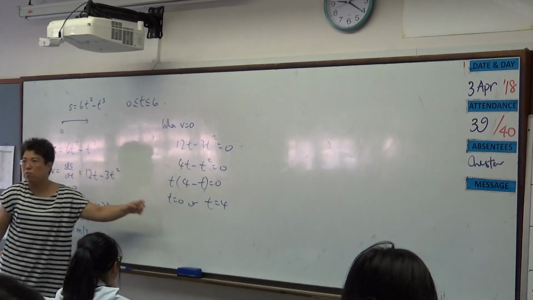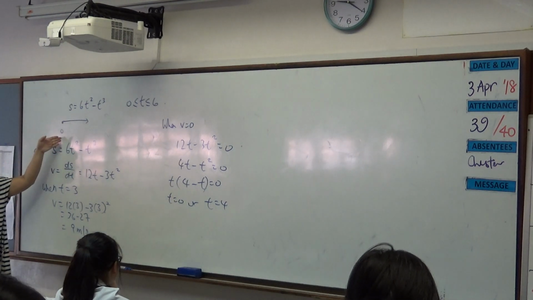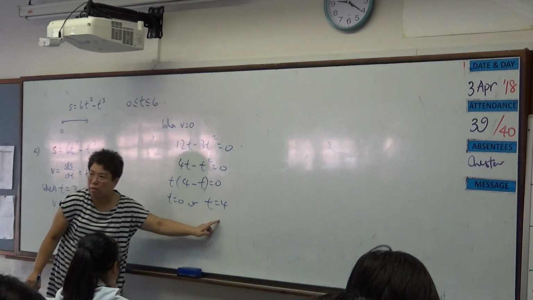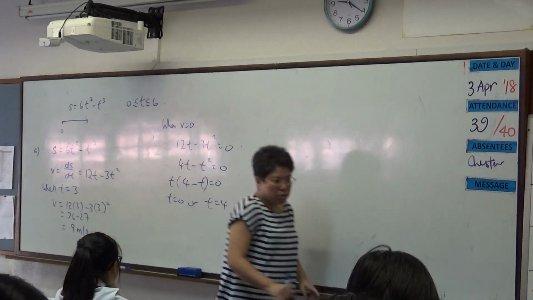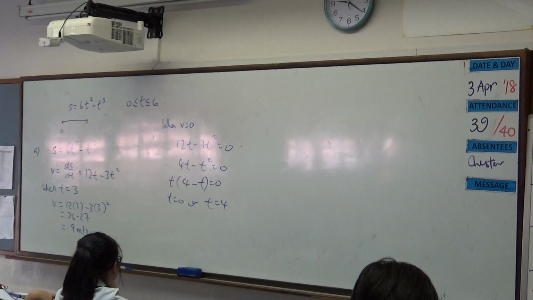Now, T equals to 0, we have to reject because it's the first instant. Haven't even started yet. Of course, T is 0, right? So when is the next instant that is at rest? When T is 4. So the question asks, the distance of Q from O when the particle is instantaneously at rest again.